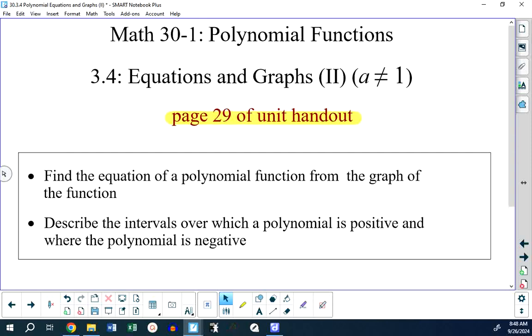As I said, part 1 of this section, which corresponds to section 3.4 in the textbook, includes part 2. Part 1 is included in this.